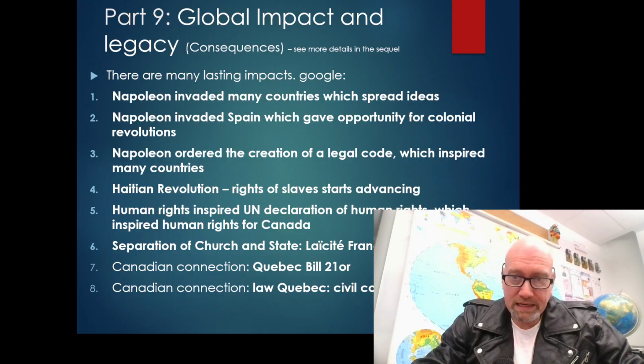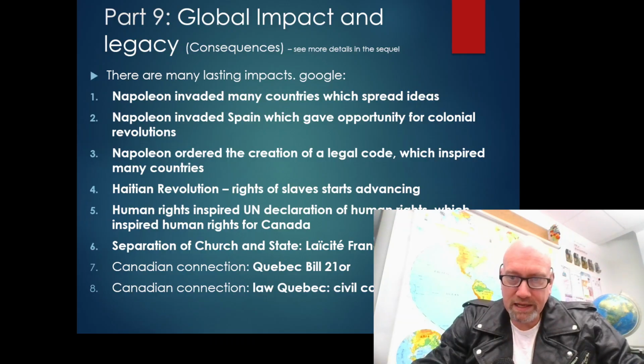Okay, another big idea that came out of the French Revolution was the separation of church and state. In French, the word is called laïcité, and this is a very complex word, but we could summarize it as the separation of church and state. You can Google this in the news in France and Quebec.